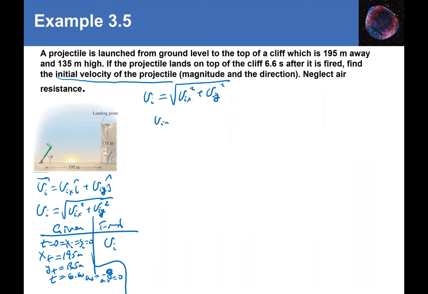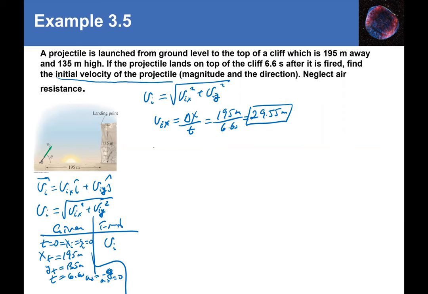Let's first find Vix. Remember, for Vix I have just one equation, delta x over t, and I can easily do that. Delta x is 195 meters, t is 6.6 seconds, and I'm done with this. It's 29.55 meters per second. All right, I have half of what I need. Well, how about the other one?